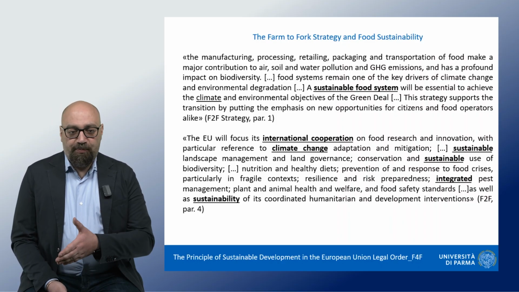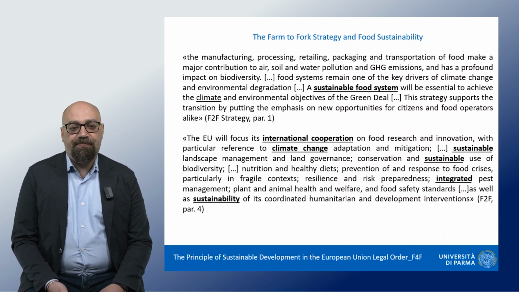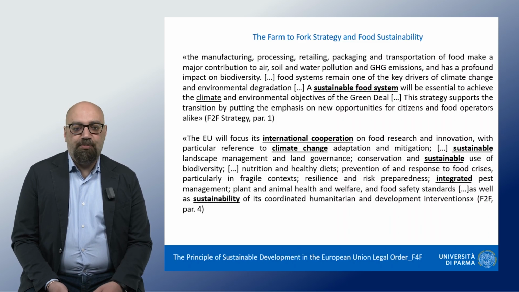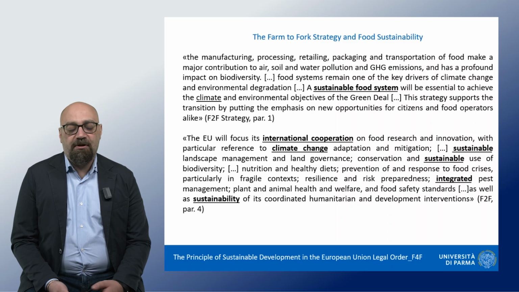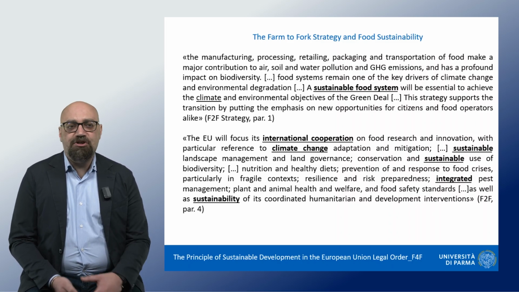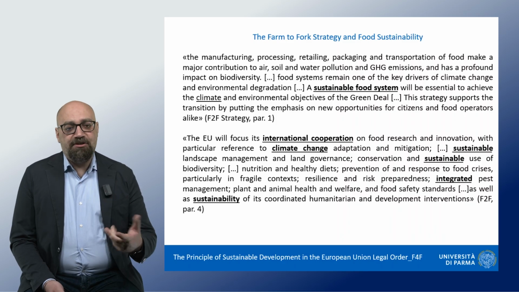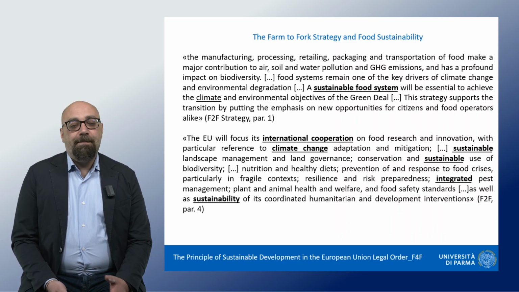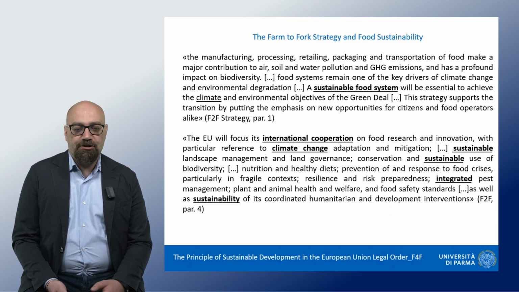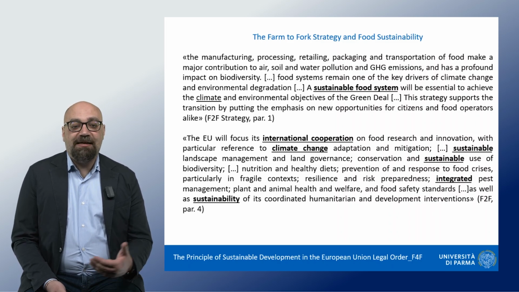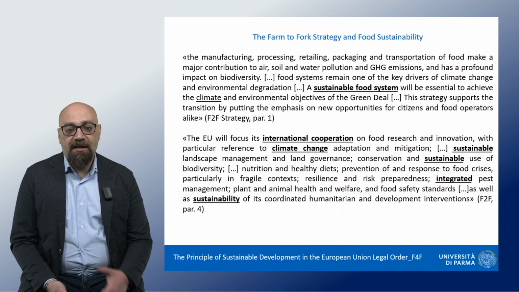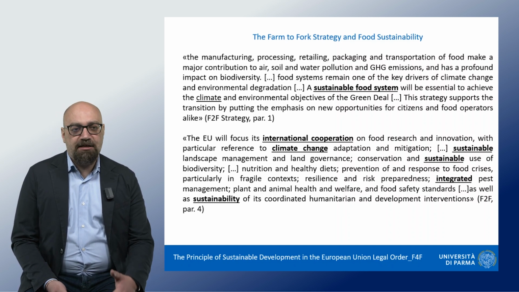Now, from climate change to food sustainability. The Farm to Fork strategy is another communication promoted by the European Commission and was adopted just a few months after the Green Deal. And the Farm to Fork strategy recognizes the link between environment, climate change, and food. The manufacturing, processing, retailing, packaging, and transportation of food make a major contribution to air, soil, and water pollution and GHG emissions, and has a profound impact on biodiversity. Food systems remain one of the key drivers of climate change and environmental degradation. A sustainable food system will be essential to achieve the climate and environmental objectives of the Green Deal, and those are the objectives that we have already explored a few minutes ago.